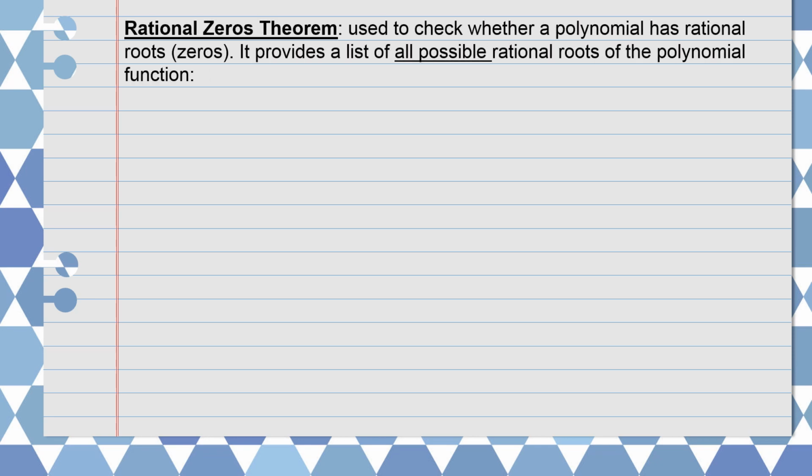Now let's talk about the rational zeros theorem. This is used to check whether a polynomial has rational roots, which means zeros. It provides a list of all possible rational roots of the polynomial function, specifically of the form p of x equals a sub n of x to the nth power plus a sub n minus 1 times x to the power of n minus 1 plus ... a sub 1 times x plus a sub 0.